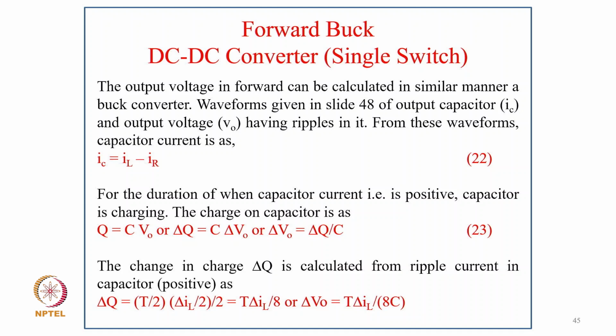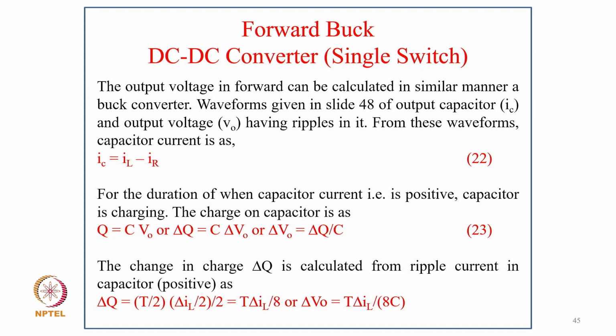The output voltage in a forward converter can be calculated in a similar manner. For a buck converter, the waveform is given with the output voltage having ripple, and from this the capacitor current IC equals IL minus IR.